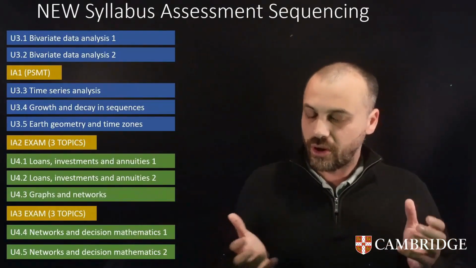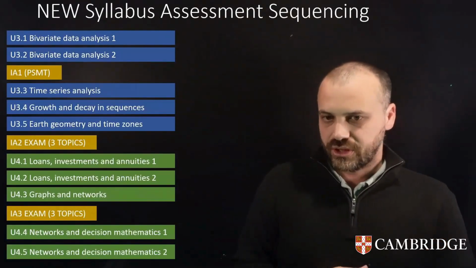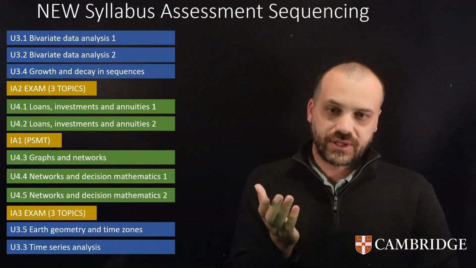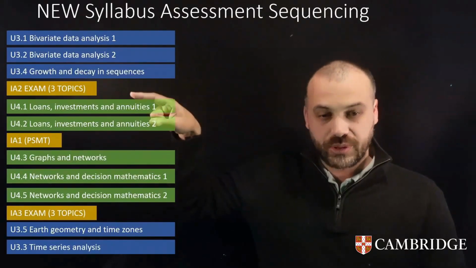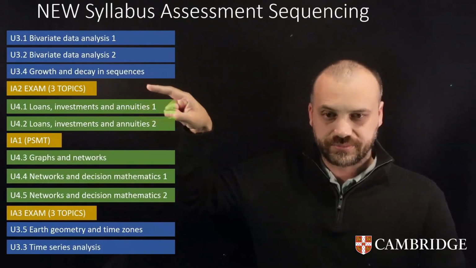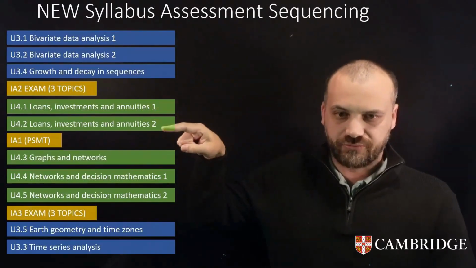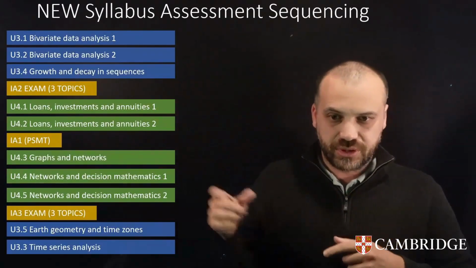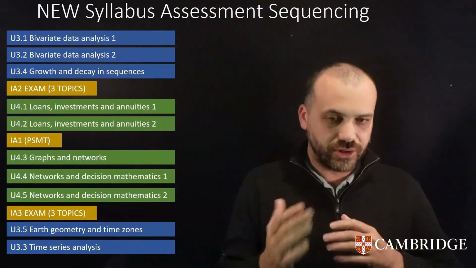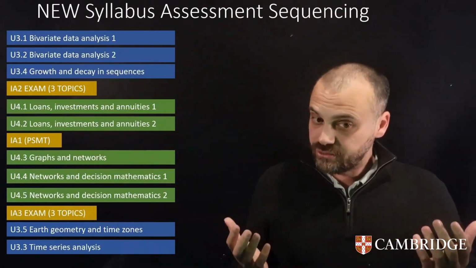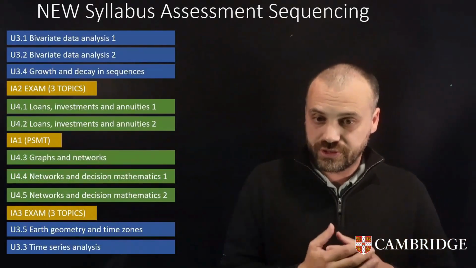You could do it in a whole bunch of different ways. So, for example, why don't we do something like this? Do 3 topics, and then do our exam first, not our PSMT. And then why don't we do a little bit of Unit 4, loans, investment, annuities, and a PSMT. I don't know how you'd feel about a PSMT on loans, investments, and annuities, but it'd be interesting. That'd be something new and interesting for us to look at.